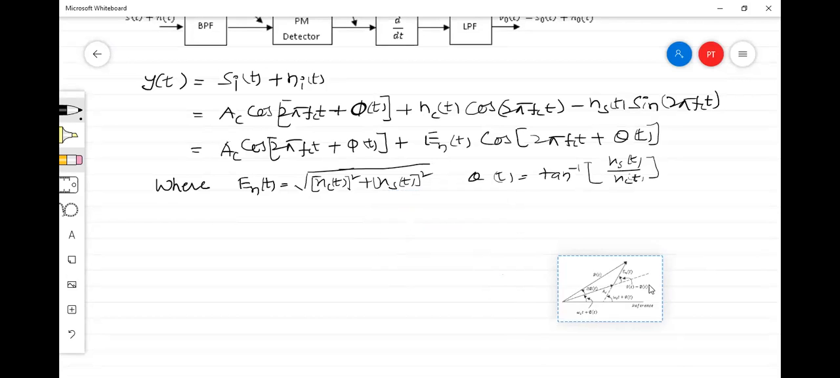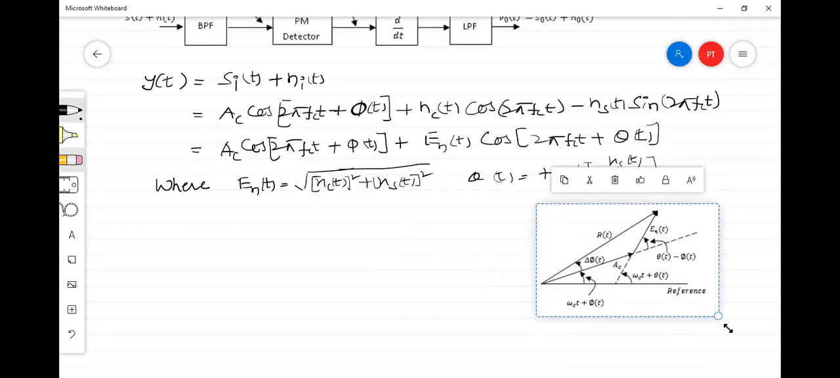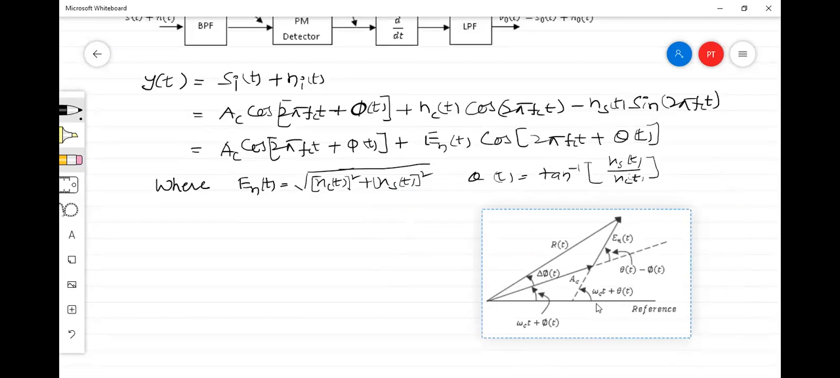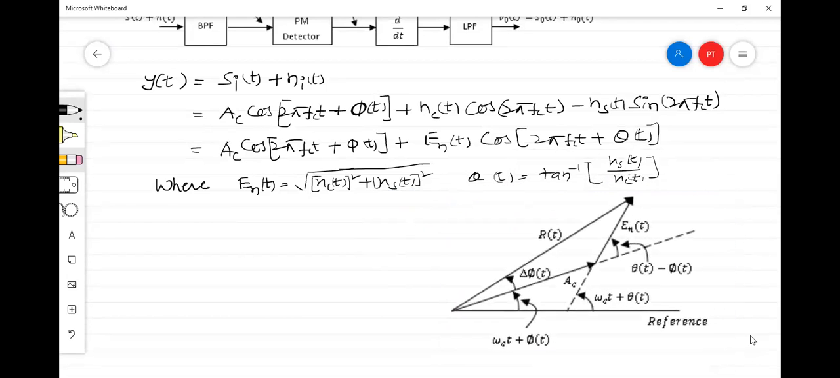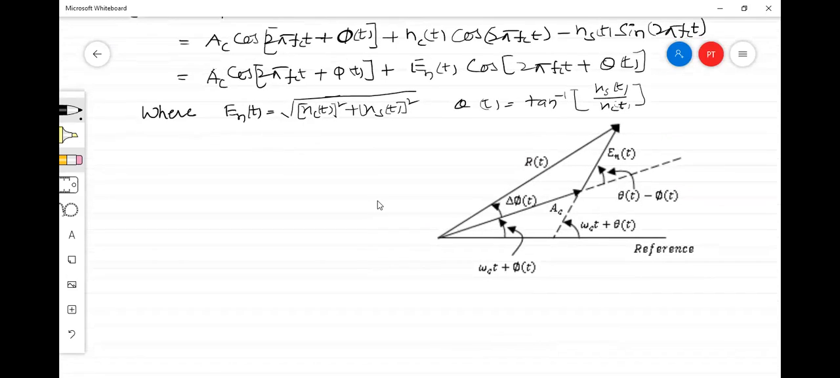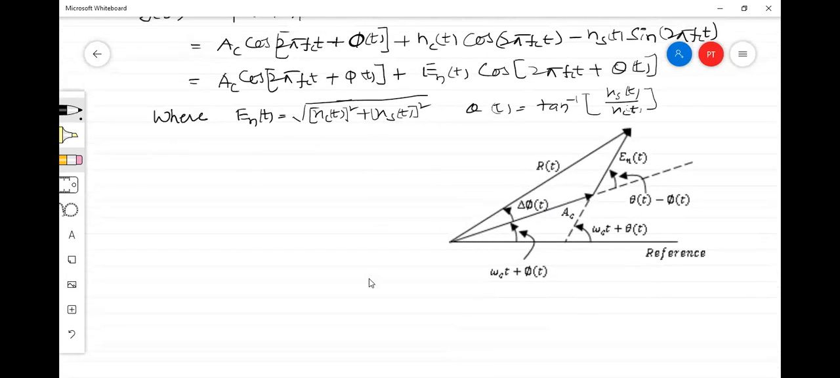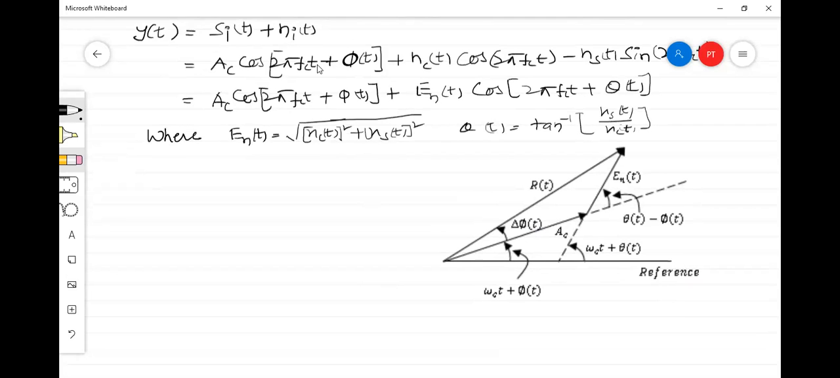So this is the phasor diagram. You can easily see, let me explain each and every part of this phasor diagram, which part represents which part of this equation. You see, this is a reference, and we are drawing all these phasors with respect to this reference only.